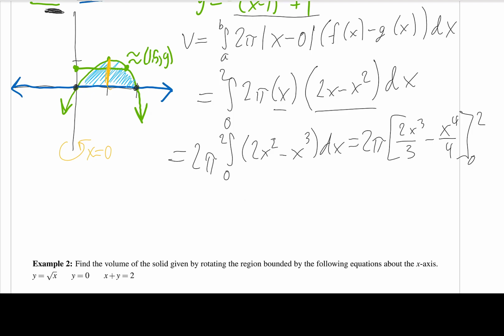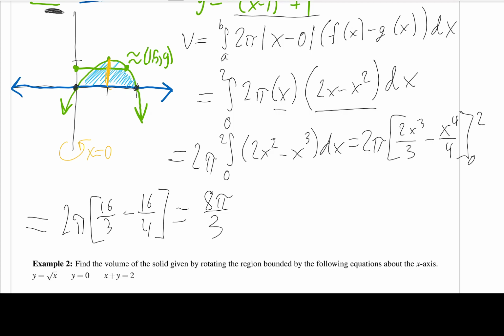Okay. And so then this will be equal to 2 pi times 16 over 3 minus 16 over 4, which will give us 8 pi over 3. Okay? And so just like I said, in the future for the rest of these problems, I'm probably going to stop once we get the cylindrical shell method.